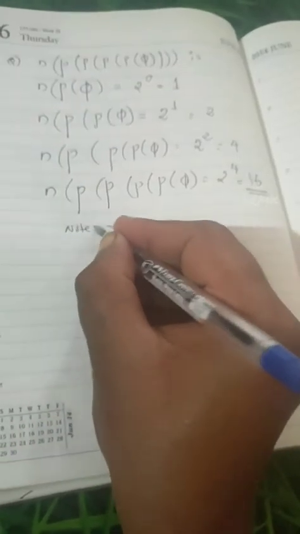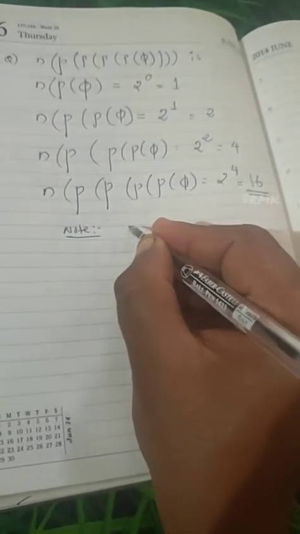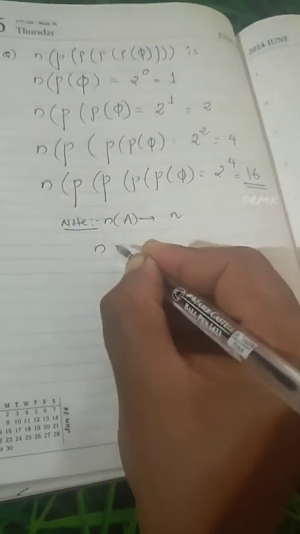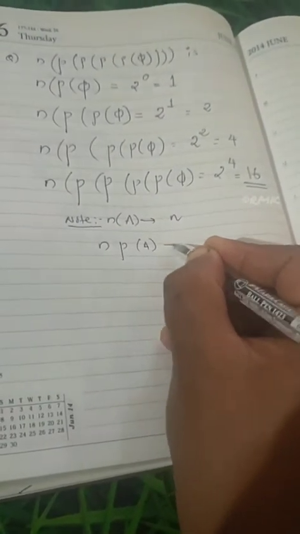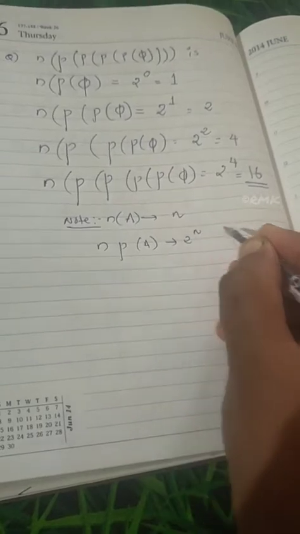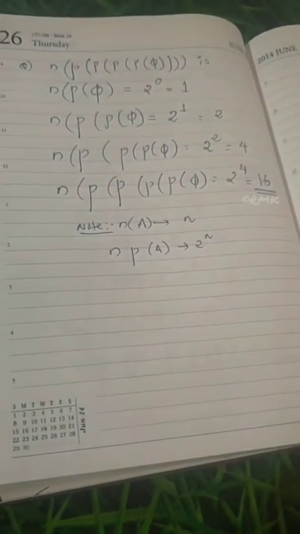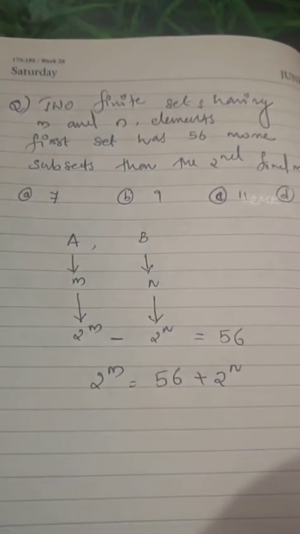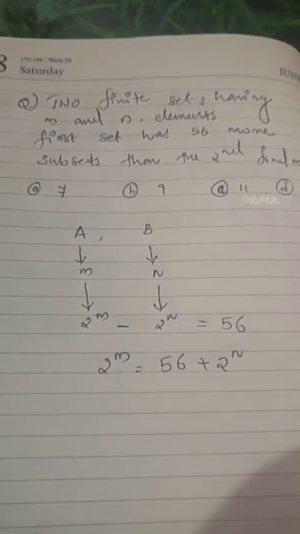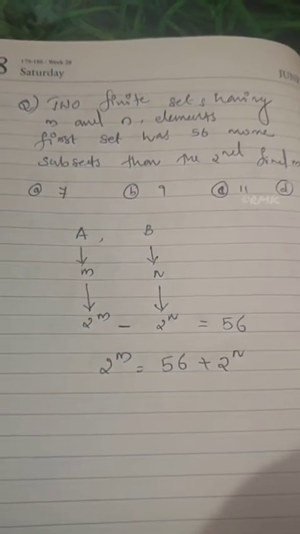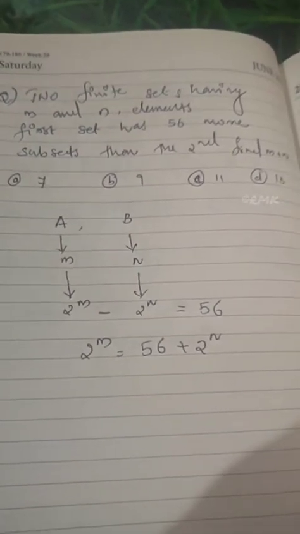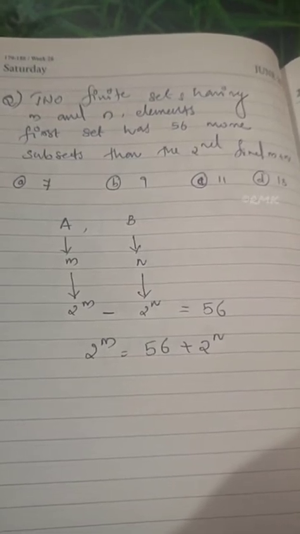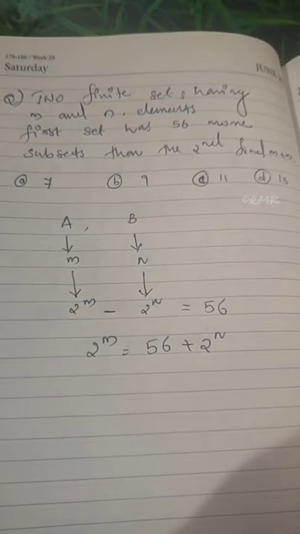Note that if A contains n elements, n of P of A contains 2 raised to n elements. Next question: two finite sets having m and n elements. The first set has 56 more subsets than the second. Find m plus n. Option A 7, B 9, C 11, D 13.